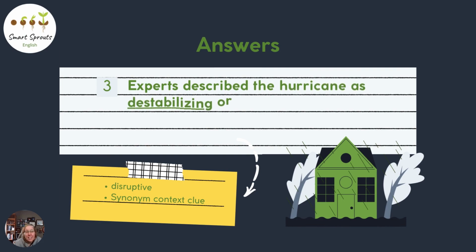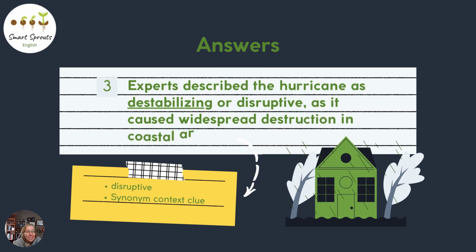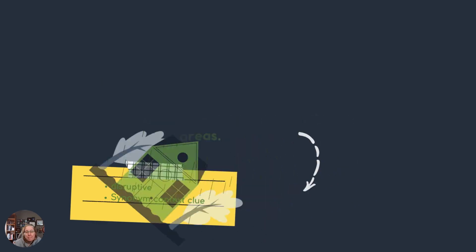If you said it's a synonym context clue, you're right. The word that has a similar meaning to destabilizing is disruptive. And this clue word, or, is a good indicator that you have a synonym context clue to help you figure out the meaning of the unfamiliar word. So in this case, the hurricane caused lots of problems. It was disruptive, it was destabilizing, and it destroyed coastal areas.